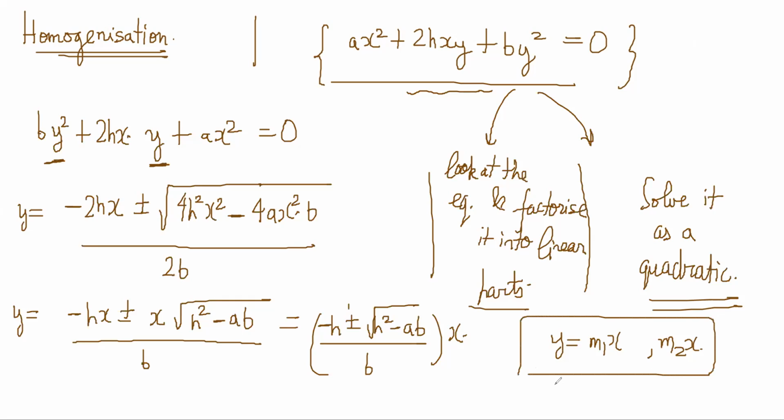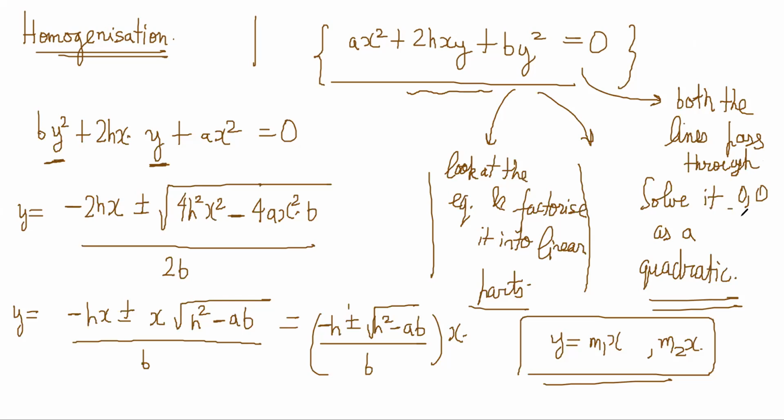So what is special about it is that it is passing through the origin. Both the lines here pass through the origin. See, there is no constant term. It is y is equal to mx and all, right?